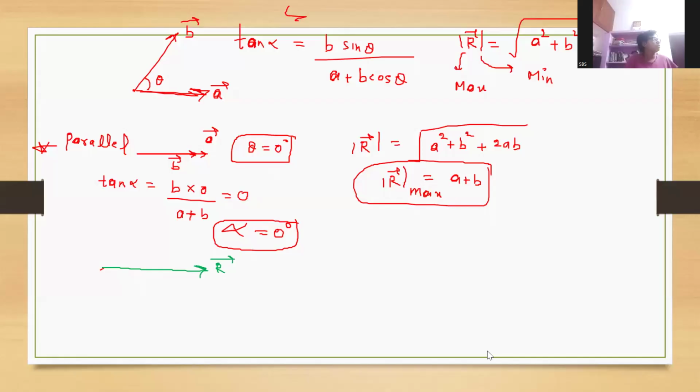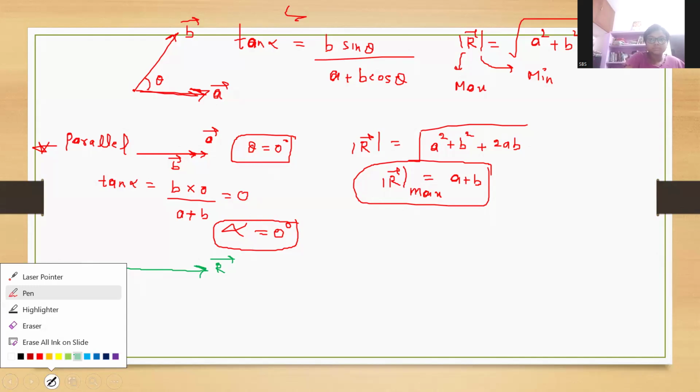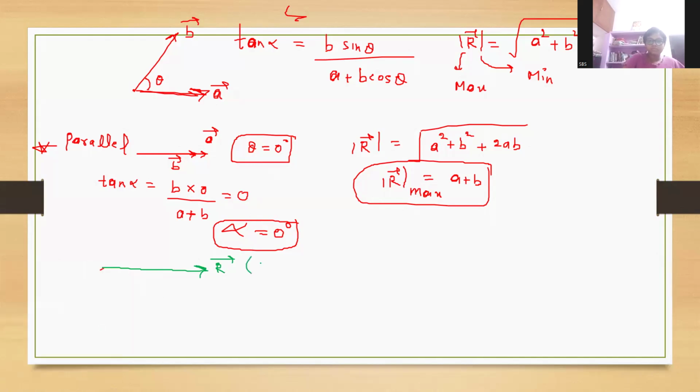So what I have explained: if two vectors are parallel, then alpha is 0 degree. Clear? Yes, sir. Alpha is 0 degree, then how to draw the resultant vector? Like this. This is the resultant vector if I draw. Okay? Yes, sir. Please write. So mod R is maximum, two vectors have maximum magnitude only when they are parallel.